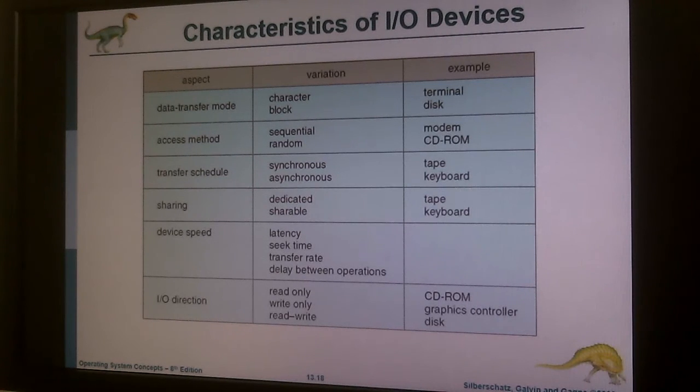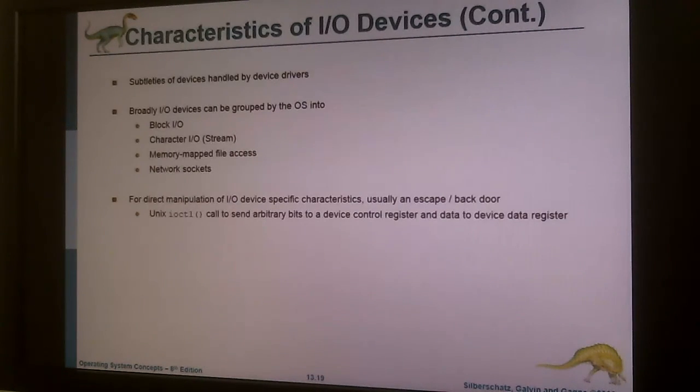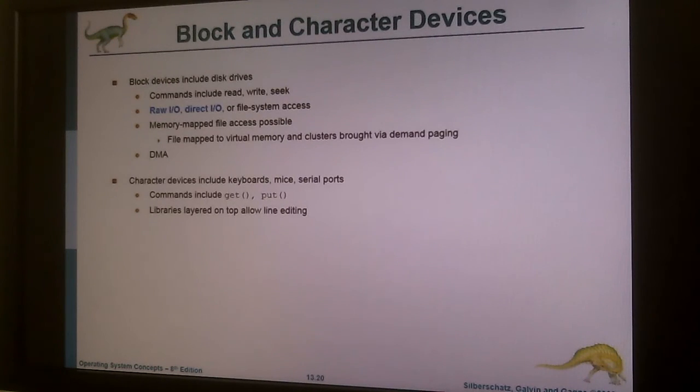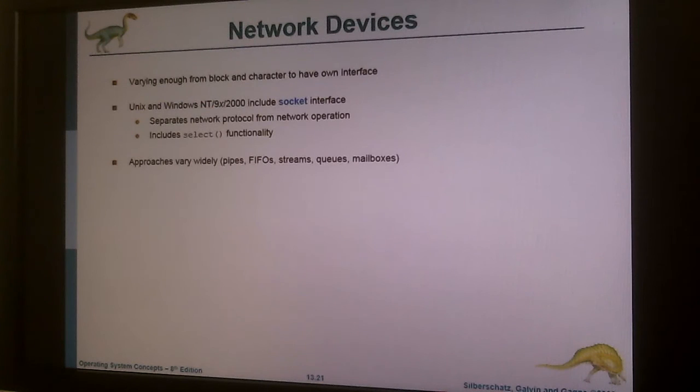Anyways, device speed, I/O direction, etc. Let me see if there's any other important stuff here. Okay, network devices. When you're talking about a hard drive, what kind of information does your operating system or your application send to your hard drive?